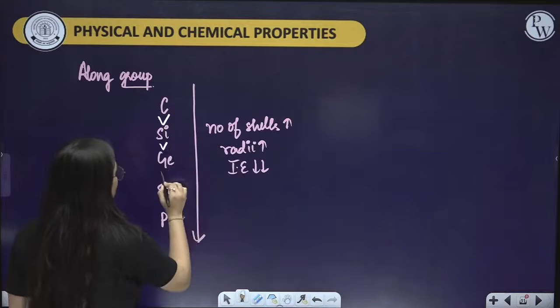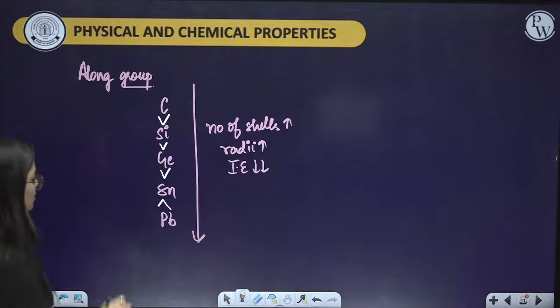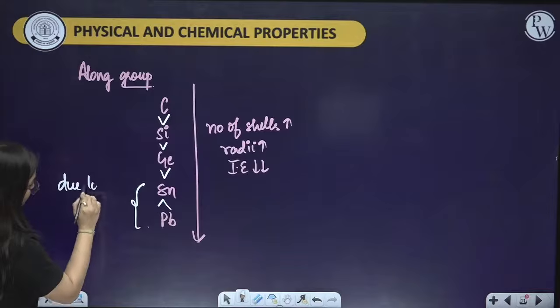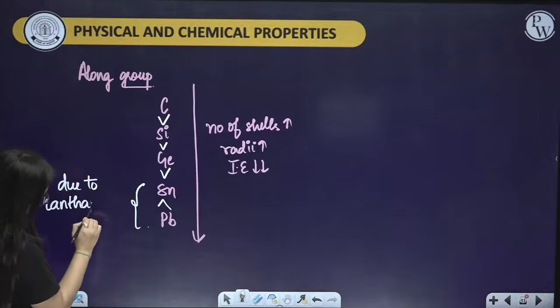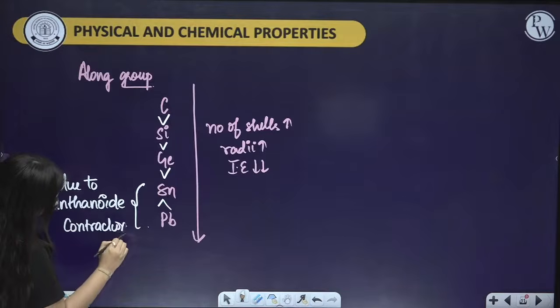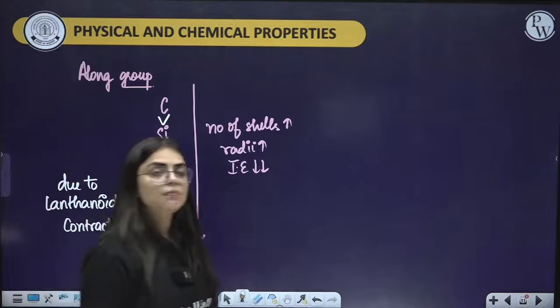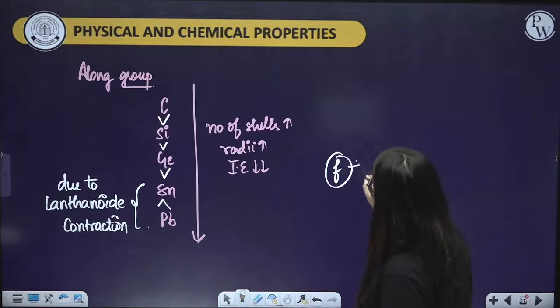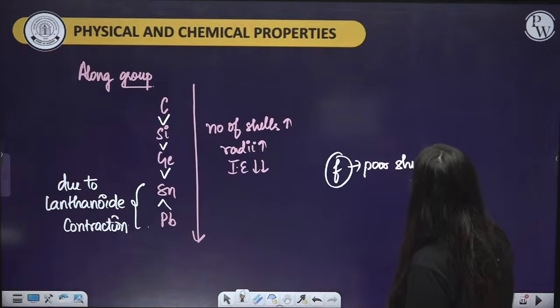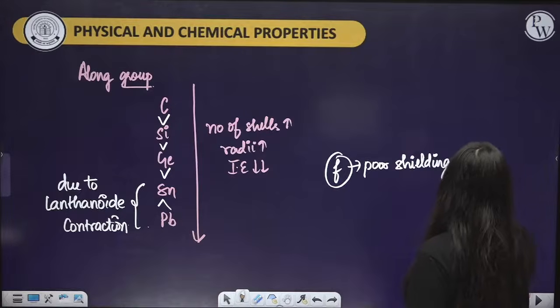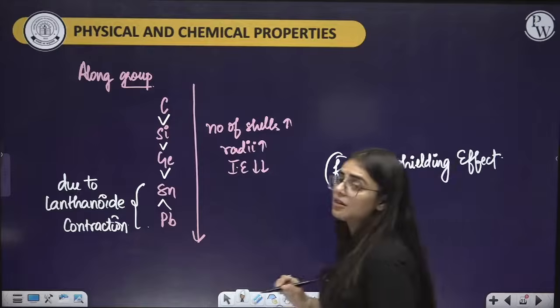Carbon will have the highest, but over here the trends change. Here there is an exception. Why is it so? This is due to lanthanoid contraction. Now, what is a lanthanoid contraction? See, basically the f orbital starts to get filled up. And the f orbital has a poor shielding effect.